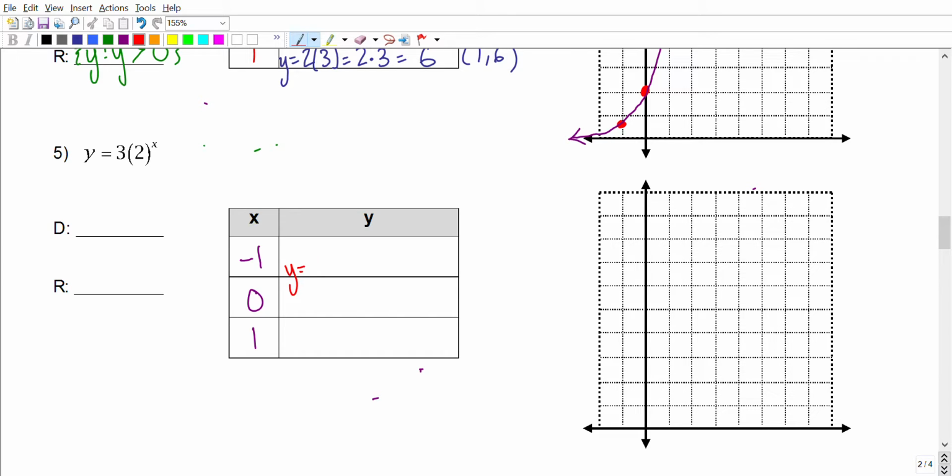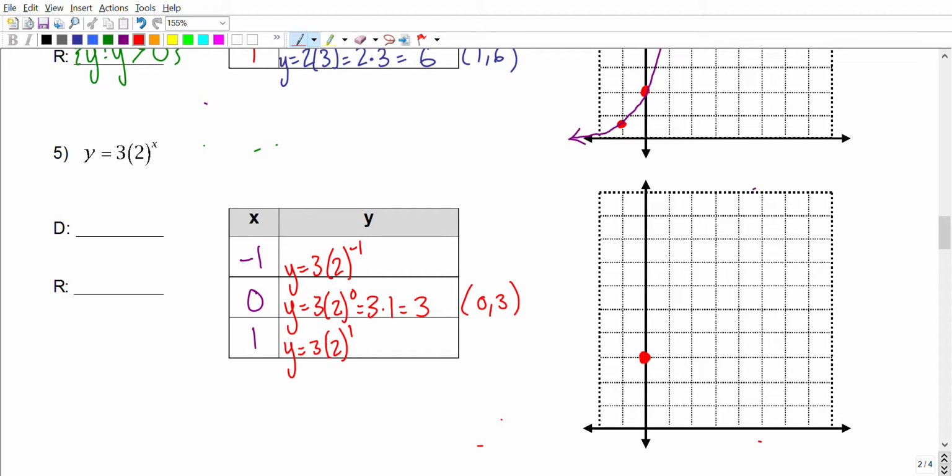So this is y equals 3 times 2 to the negative 1. Y equals 3 times 2 to the 0. And y equals 3 times 2 to the 1. And again, I always like to start off with the 0, then the positive values. So let's go ahead and start off here. 2 to the 0 is just 1. So 3 times 1 is 3. So my actual ordered pair is 0, comma 3. So I'm going to go ahead and start graphing that right away.